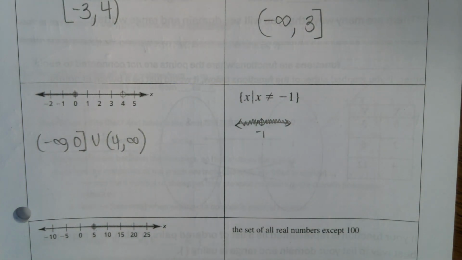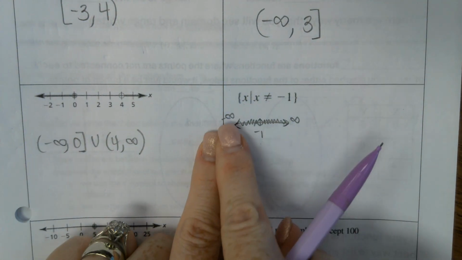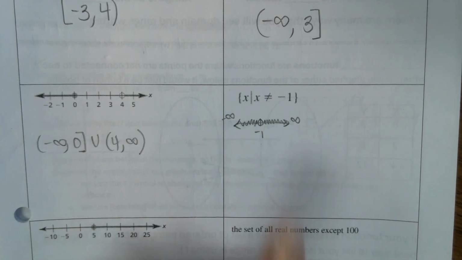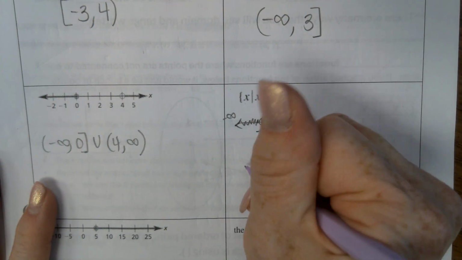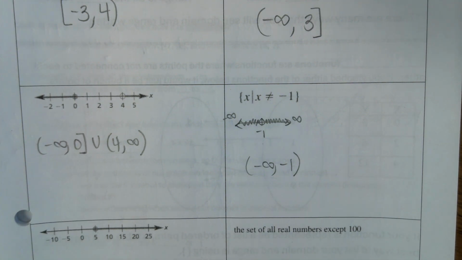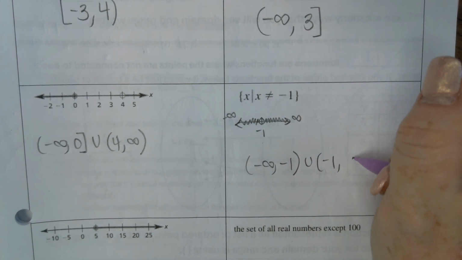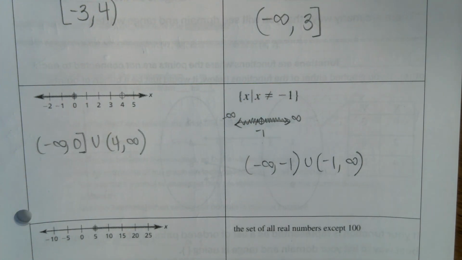So this one's kind of split also, right? I'm going to have two separate things. From left to right, we go to negative infinity to positive infinity. Where's my break? -1. Negative infinity to -1, both not included. And then I go on the other side of -1 to positive infinity.